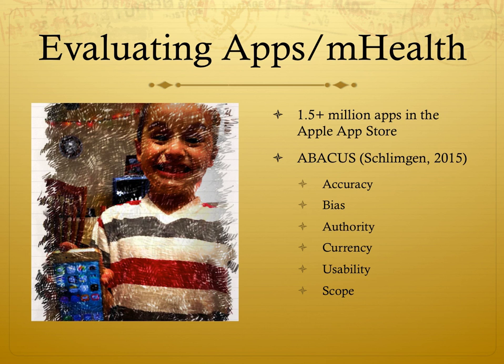The Arizona State Library developed a tool to help evaluate health apps, since they are currently not regulated by the government. They created the acronym ABCUS for you to evaluate apps using the framework. This stands for accuracy, bias, authority, currency, usability, and scope. Using this tool to evaluate apps will help you differentiate the correct apps to give to patients. And there is also a link for you to take a look at on the website.